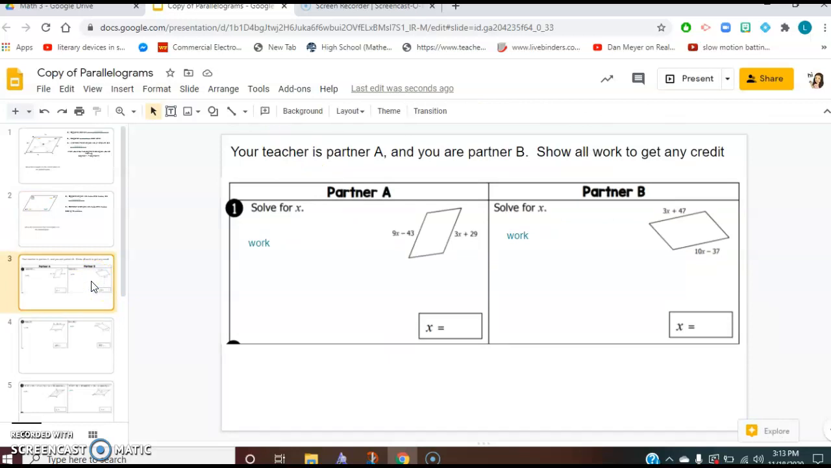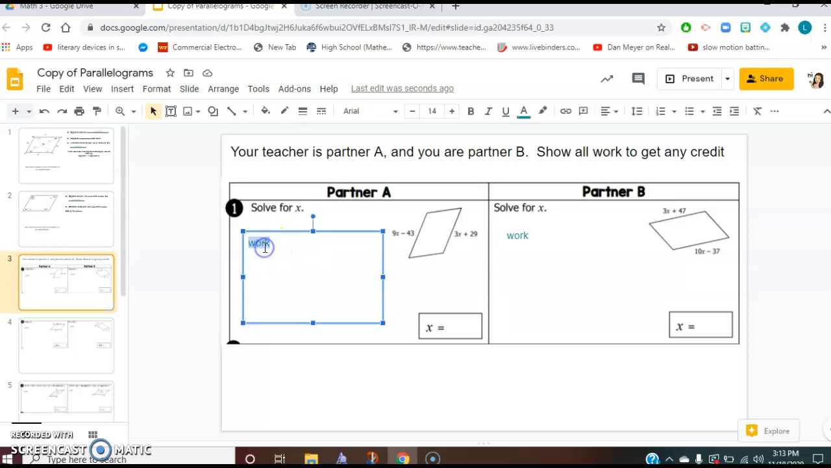All right, so the rest of these examples are using those properties to set up equations and solve for a missing variable or a missing side. So if you notice, your partner B example is very similar to the one that I'm going to work through for partner A. So partner A, I have two sides. I know those two sides are opposite, and if they're opposite, they are equal. So I'm going to set up my equation. One side, which is 9x minus 43, equals the other side, 3x plus 29.